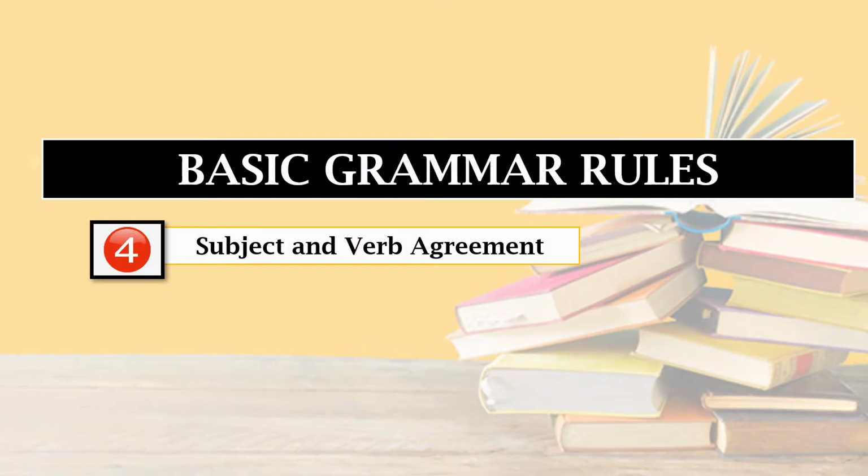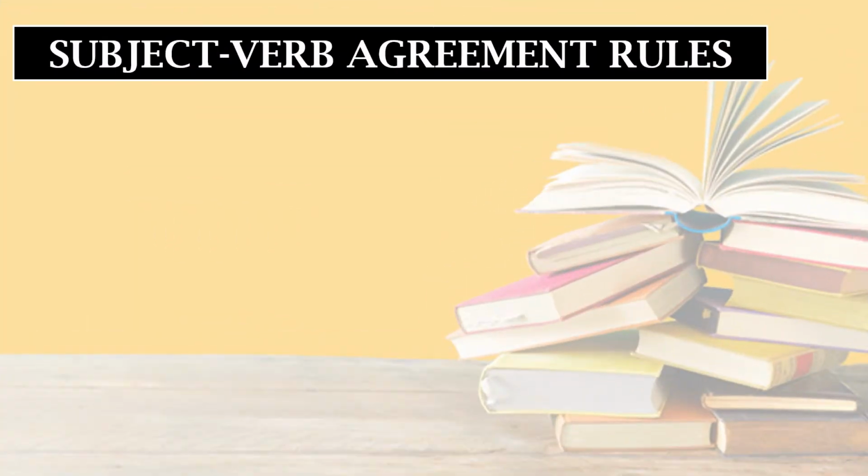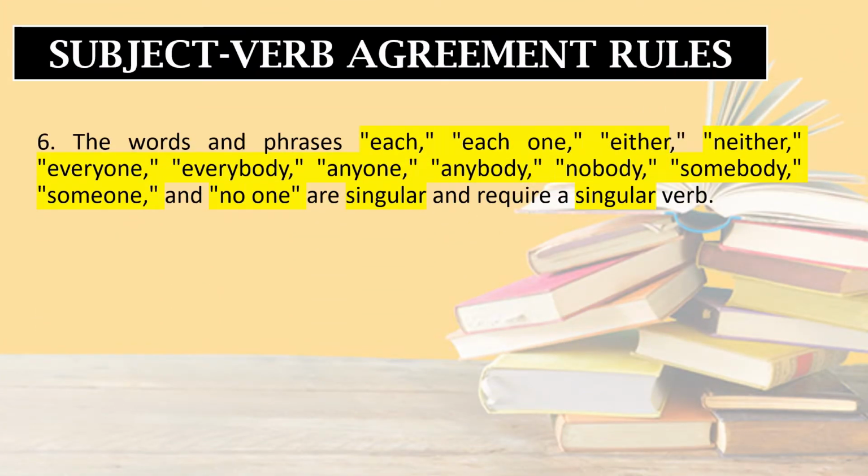Welcome to the basic grammar rules part 4, subject and verb agreement. We are now on rule number 6. The words and phrases each one, either, neither, everyone, everybody, anyone, anybody, nobody, somebody, someone, and no one are singular and require a singular verb.